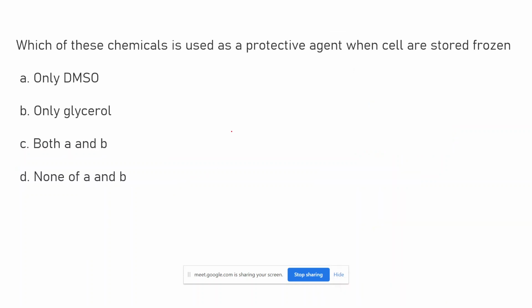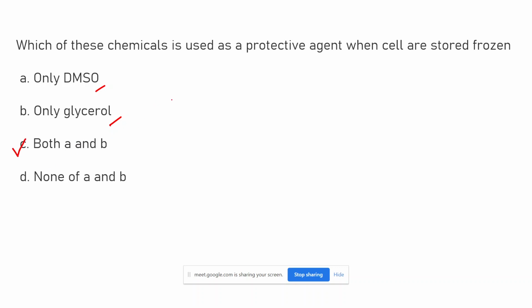Moving on to the second question. Which of these chemicals is used as a protective agent when cells are stored frozen? The first option is only DMSO, the second is only glycerol, the third is both A and B, and the fourth is none of the above. Both DMSO and glycerol are used as cryoprotective agents, so the correct answer will be both A and B.